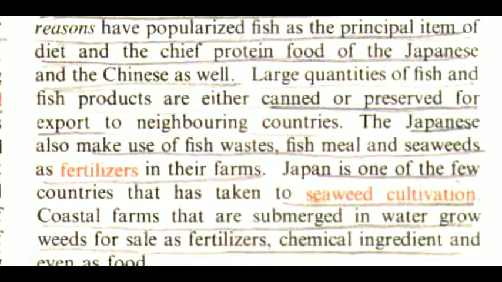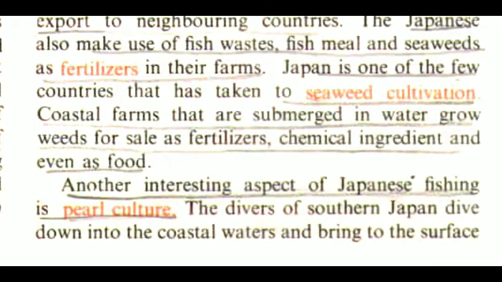The Japanese also make use of fish wastage, fish meal, and seaweeds as fertilizers in their farms. Japan is one of the few countries that has taken to seaweed cultivation. Coastal farms that are submerged in water grow weeds for sale as fertilizers, chemical ingredients, and even as food.